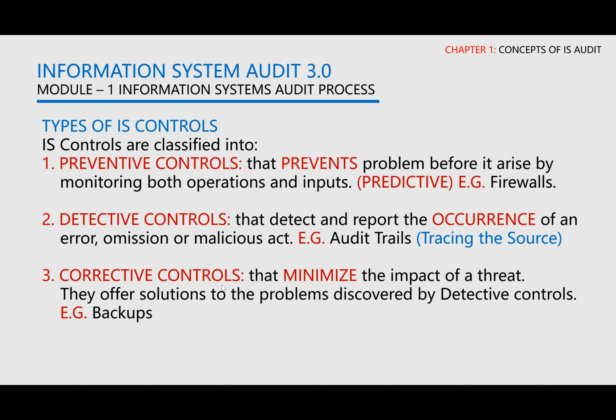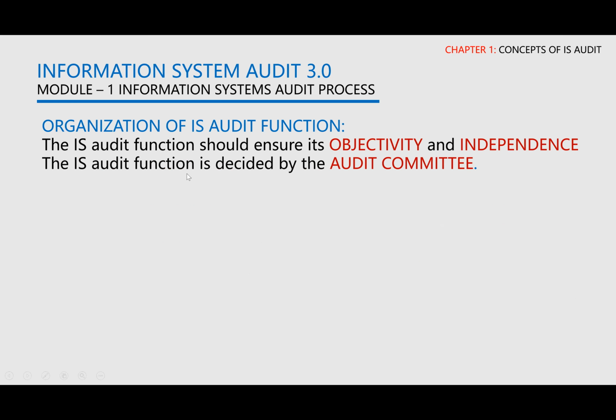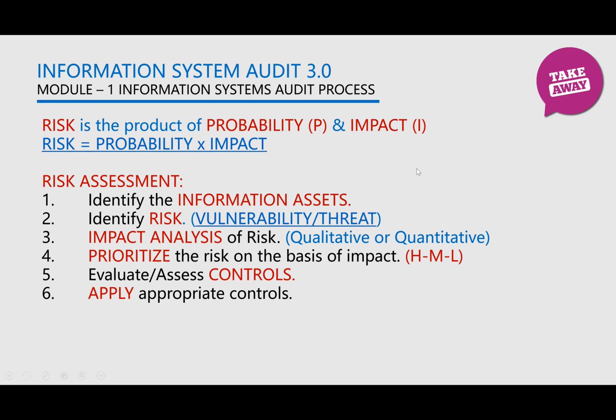Corrective control. This is important because it reduces or minimizes the impact of the threat. They offer a solution to the problem discovered by the detective control. For example, I wanted to take a backup of the system. When I take a backup of the system, I am trying to minimize the impact. Now, this is the last slide. You can read it: the IS audit function should ensure its objectivity and independence, and its function is decided by the audit committee.